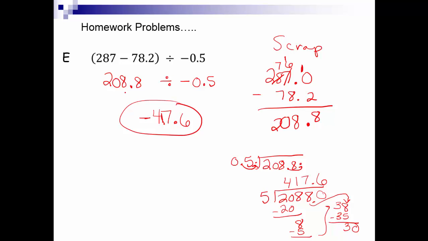And again, I just want to say, if you're dividing by a number between 0 and 1, it actually will have a larger answer, because dividing by negative 0.5 or 0.5 is dividing by 1/2. Dividing by 1/2 is the same as multiplying by 2. That's how I know that the final answer should be larger than the 208. And a positive divided by a negative is a negative, negative 417.6. All right, hopefully that was helpful.